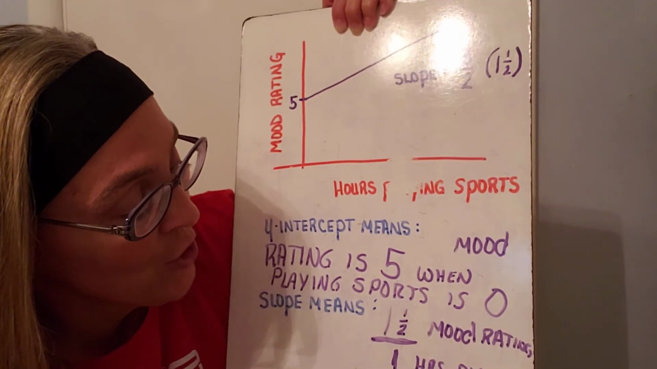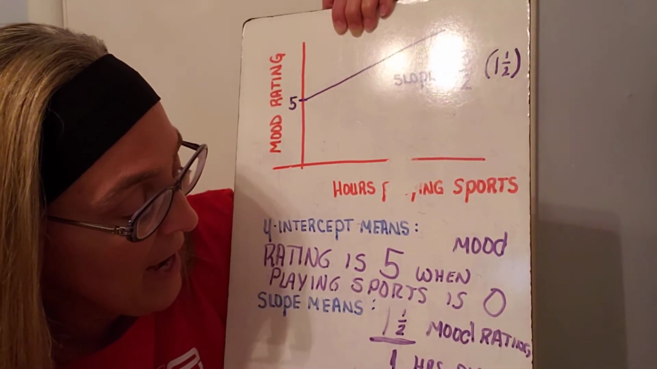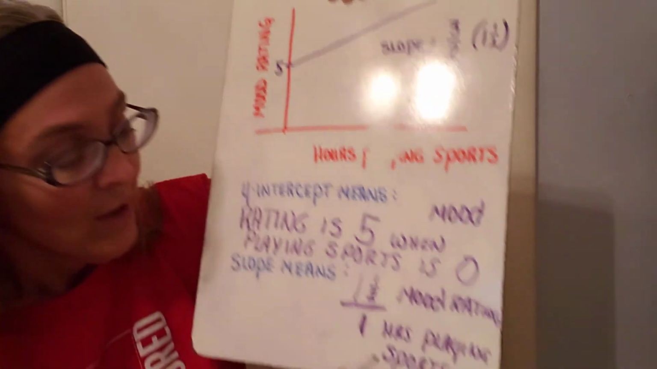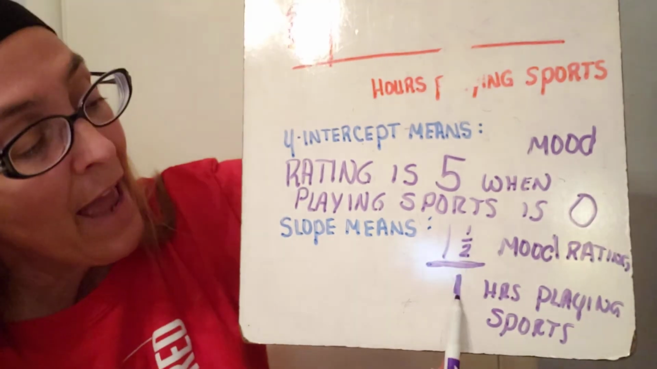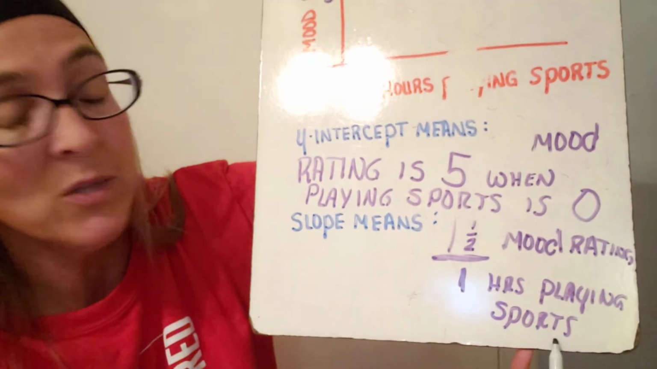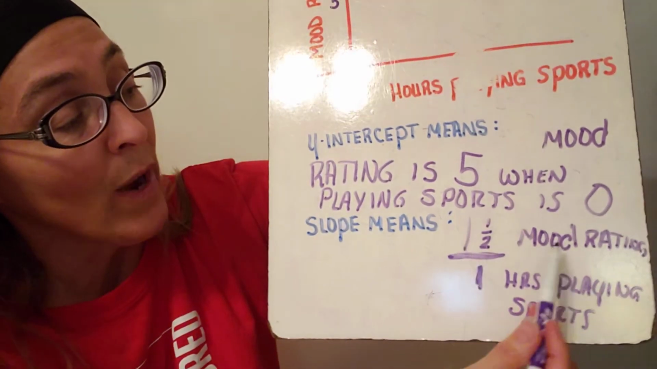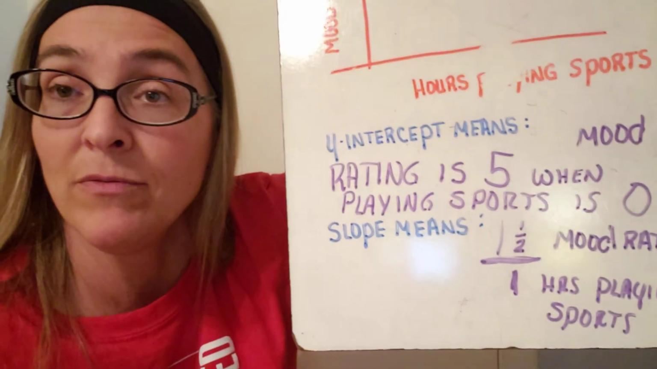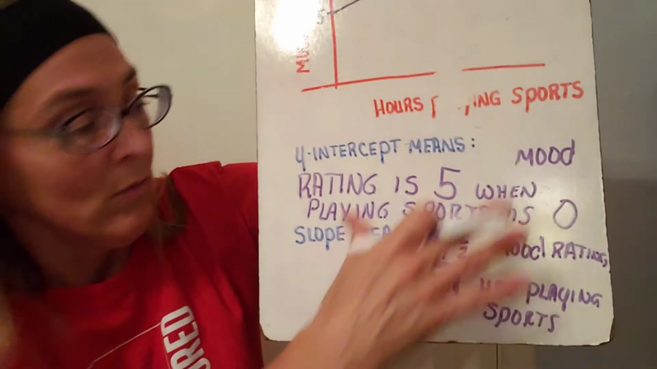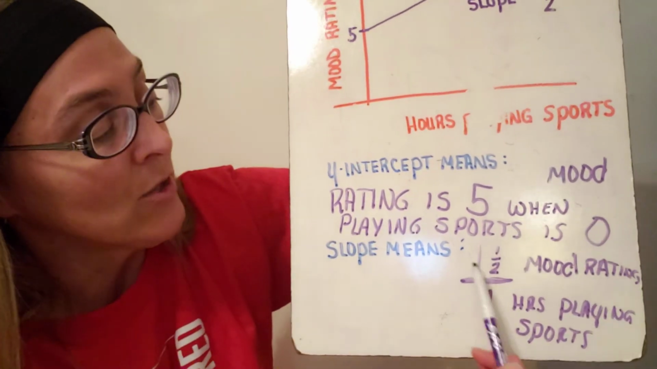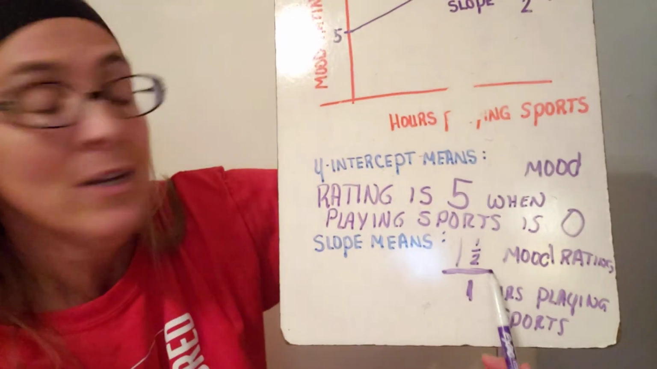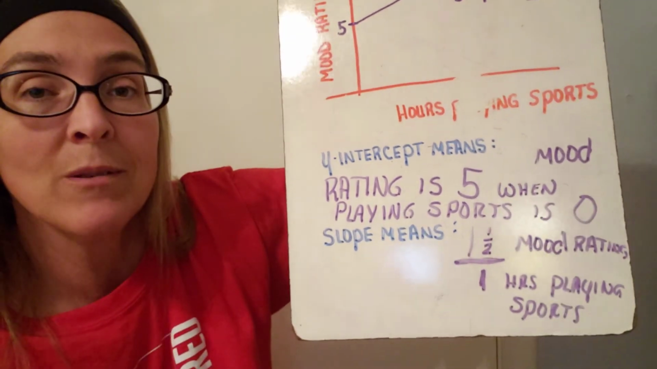So now as I interpret this, I can see that, well, look here, I could even read it back. I could read it from bottom to top. Every hour I play sports, my mood rating increases 1.5. Or I could reverse the way I say it and say, well, my mood rating is going to increase 1.5 for every hour I play sports.